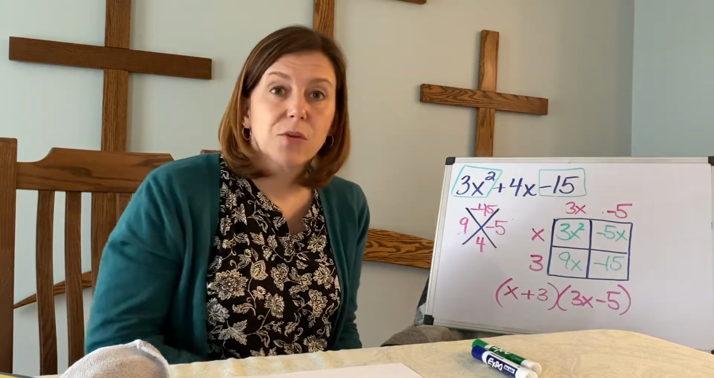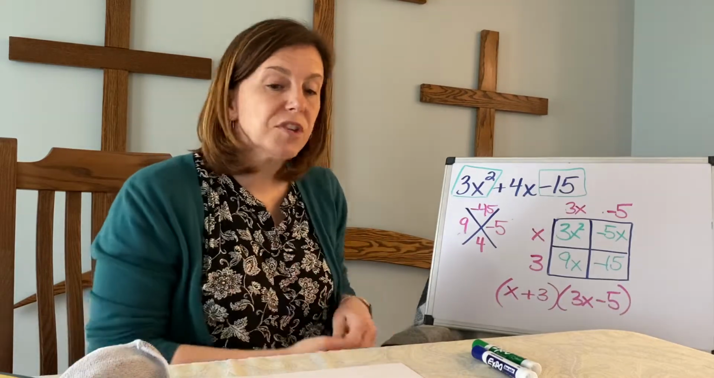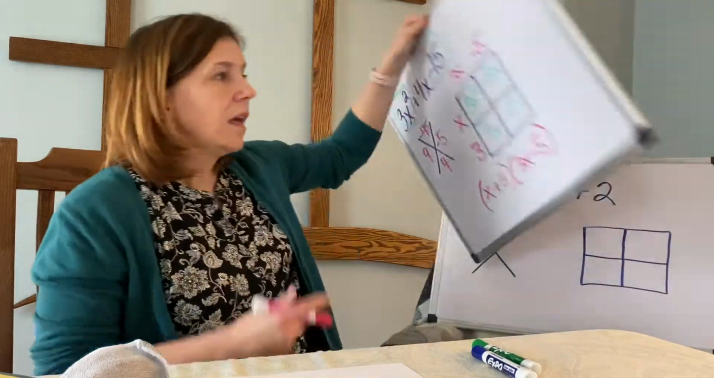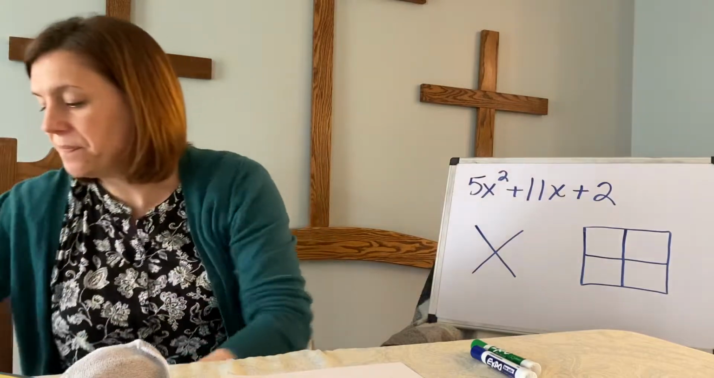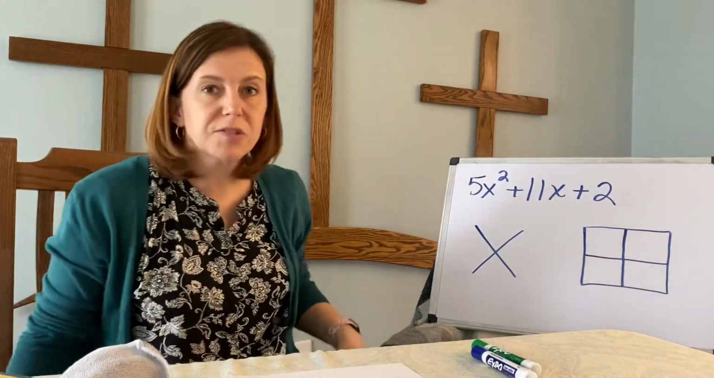Okay, like I said, we're doing the same 3 problems we did yesterday, just showing a different method. So let's move on to problem number 2. And I already have that written here. My quadratic is 5x squared plus 11x plus 2.